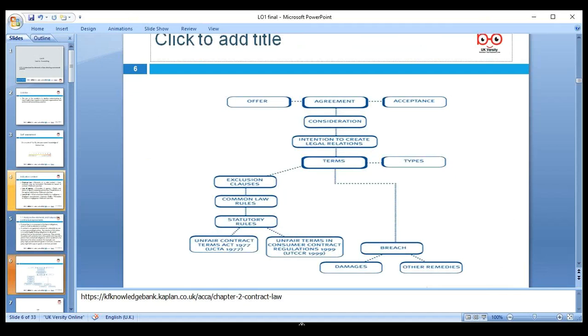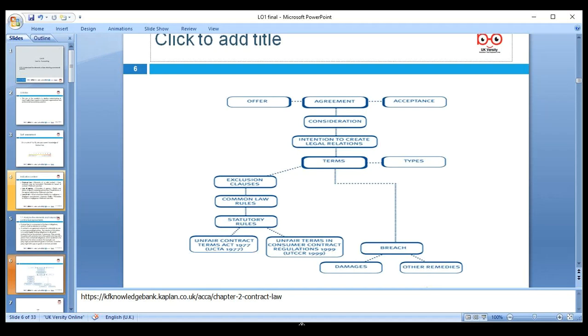Okay, what comes into a contract? In contract law, there is an offer. There needs to be agreement and acceptance. There needs to be consideration, and an intention to create legal relations, which is by law. Terms, different clauses. That all applies. The Unfair Terms Act. We must not include unfair terms in the contract. Breach: if somebody breaches, damages and remedies should be paid.